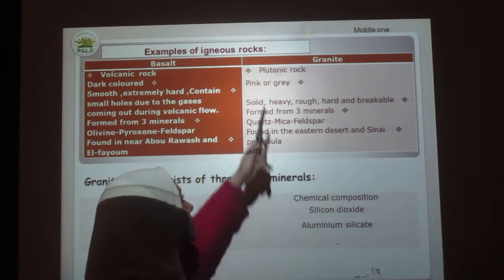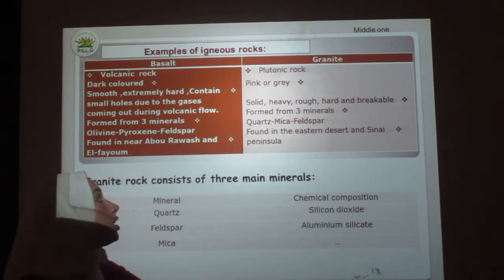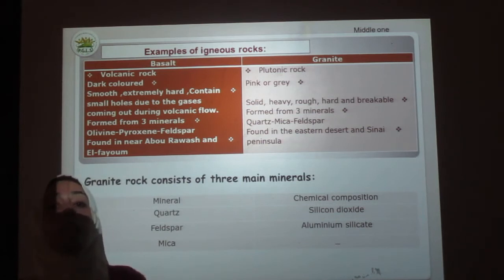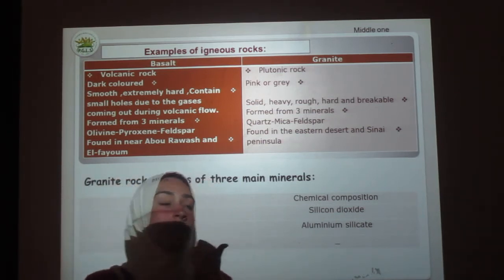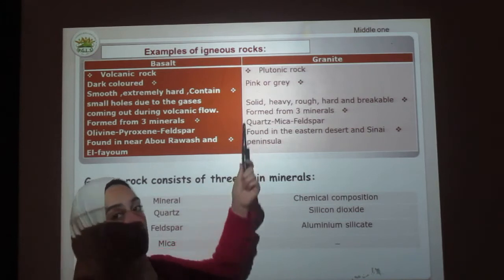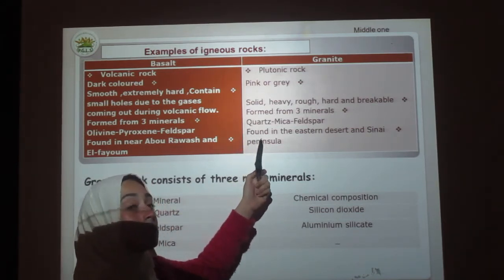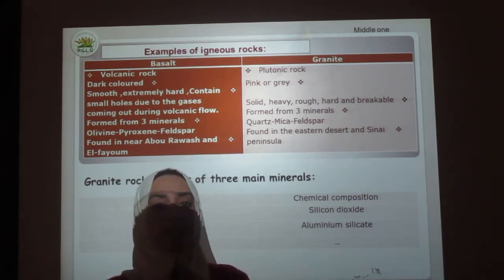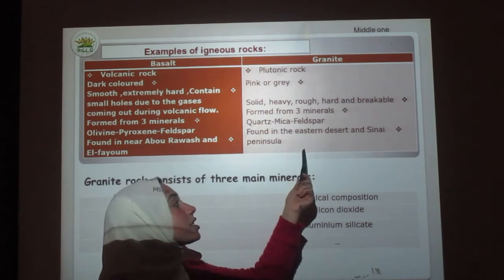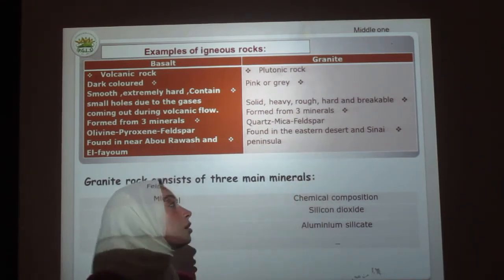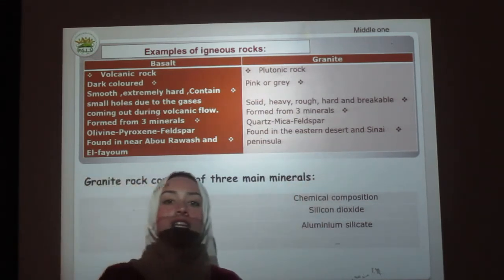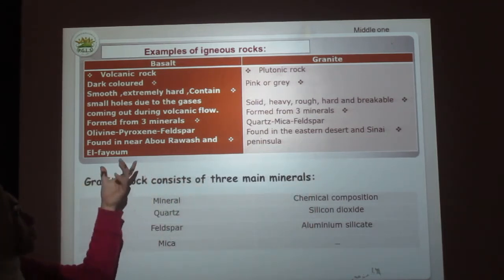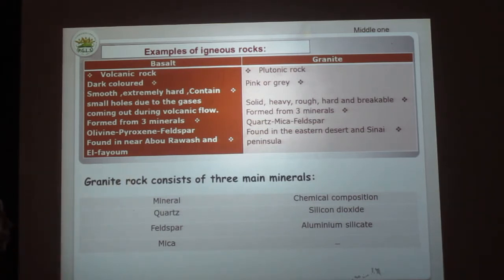While granite, we said that it is a pink or gray color. It is solid, heavy and rough. Why? Because it is considered a plutonic rock. It consists of 3 minerals. We have quartz, mica, and feldspar. It is found in the Eastern Desert and the Sinai Peninsula. Again, granite is found in the Eastern Desert and Sinai, while basalt is found in Abu Rawash in El Fayoum.